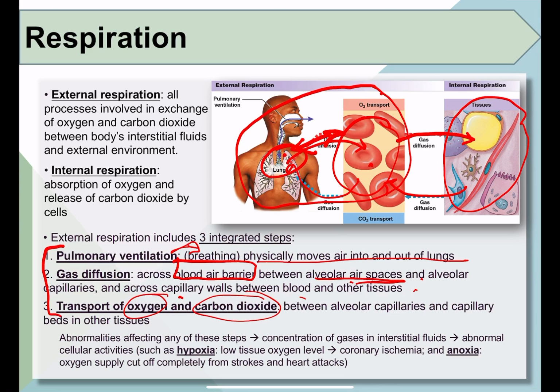Any abnormality that occurs at any of these three steps can actually change the concentration of gases within the interstitial fluid, which means cells won't be receiving enough oxygen. A condition we already learned is called hypoxia, and that can affect the heart in terms of coronary ischemia. And if it gets to an anoxia situation in the brain or the heart, anoxia means a complete cutoff of oxygen supply, like a plaque or a blood clot, then it will lead to a stroke or a heart attack. So hypoxia is a low oxygen level, anoxia is a complete cutoff of oxygen.